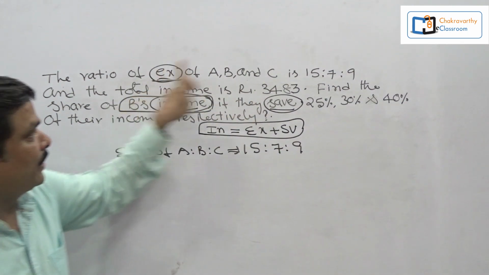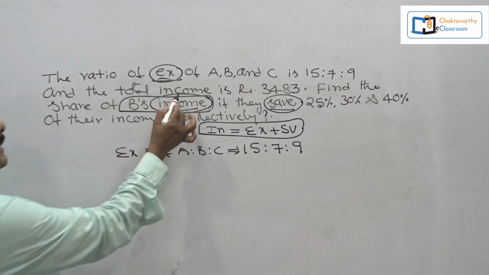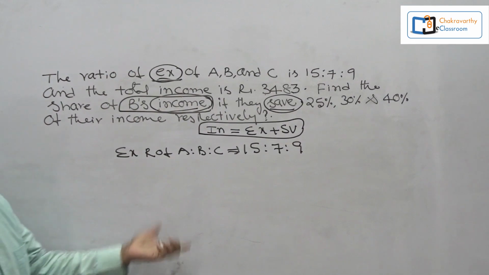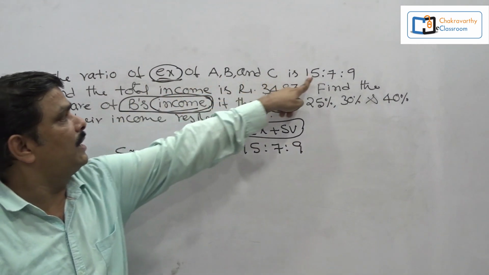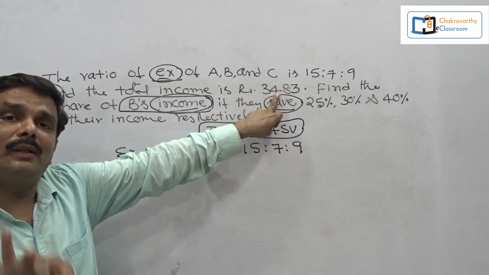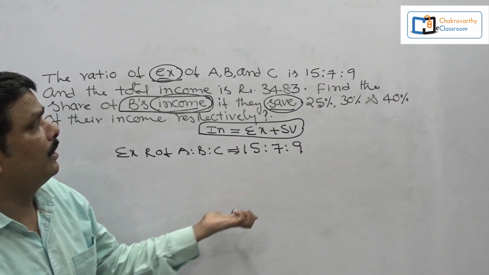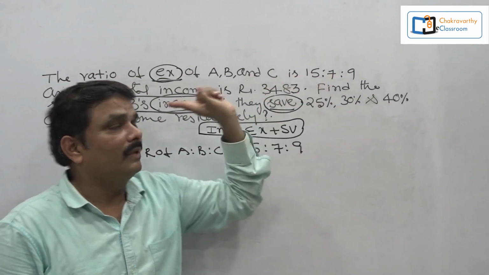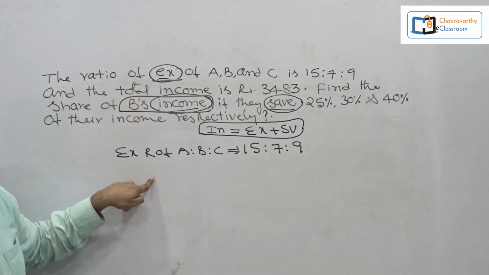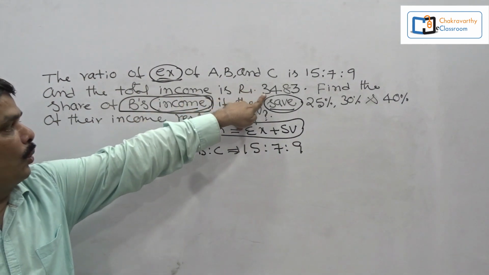Here, expenditure ratio is 15:7:9 and their total income is 3483. It's not expenditure. Suppose they give the expenditure ratio of A, B, C and the total of A, B, C's expenditure is this amount. Both the times that is expenditure. What is B's expenditure? Clearly you can divide this 3483 with these three terms. But here expenditure ratio is given, but the question is based on the income. And this is the total income.